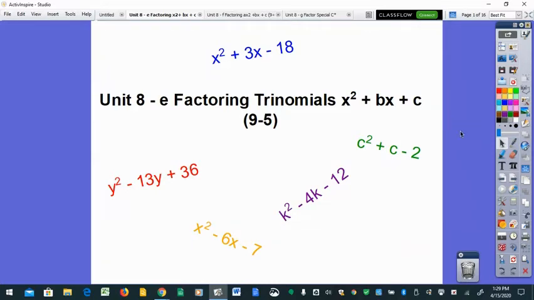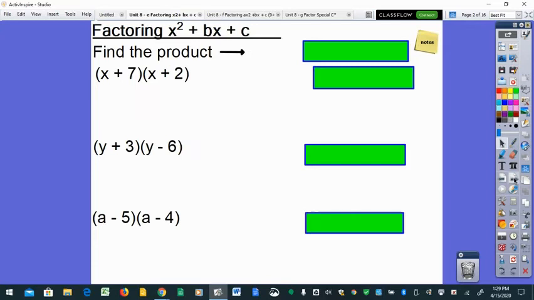Hi everyone. Today we're going to start to turn our thinking around. Instead of using FOIL to multiply two linear binomials, we're going to have the answer and look to get back to those two linear binomials that we've been foiling. So it's kind of like the backwards problems. Let me explain by starting you out with this slide.